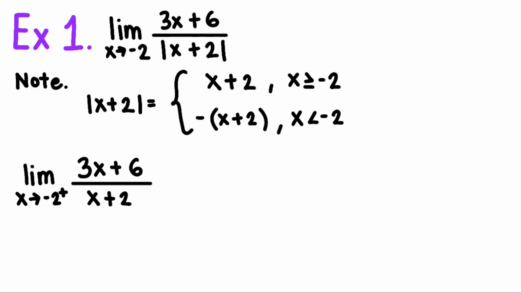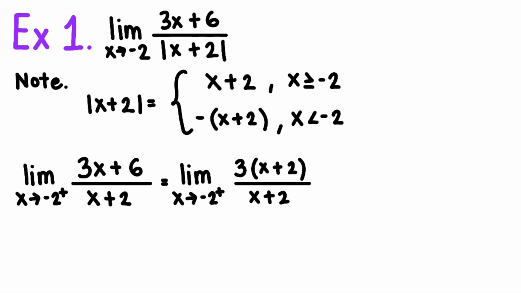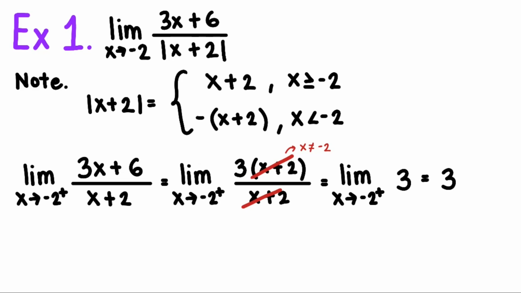Take note that upon solving this one, we have 3 times x plus 2 over x plus 2. So we can divide the x plus 2's out here, since we know that x is not equal to negative 2, since we're just dealing with values that approach negative 2. So when simplified, this is the limit as x approaches negative 2 from the right of 3. Since this is just a constant, we know that its limit is the constant itself. So that is the limit as x approaches negative 2 from the right.